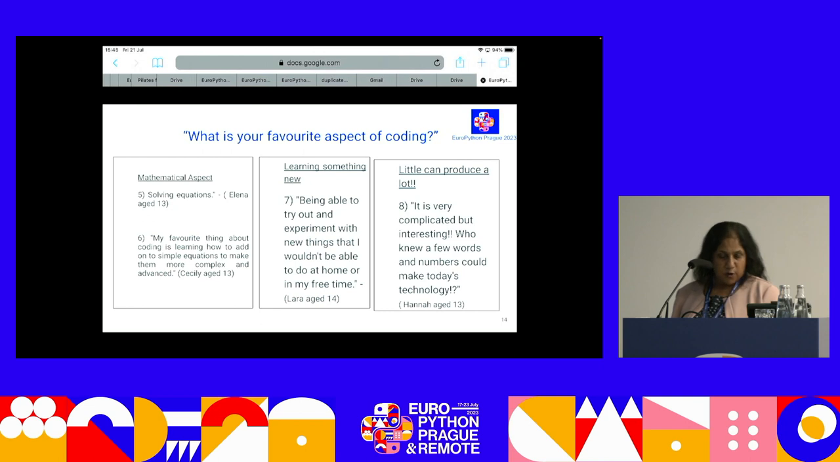And others were amazed by the huge power of these coding languages. "It is very complicated, but interesting. Who knew a few words and numbers could make today's technology," said Hannah, age 13. And indeed, if you think about it, these programming languages are quite small in terms of their vocabulary with respect to human languages. And it's amazing how much a small vocabulary can do.